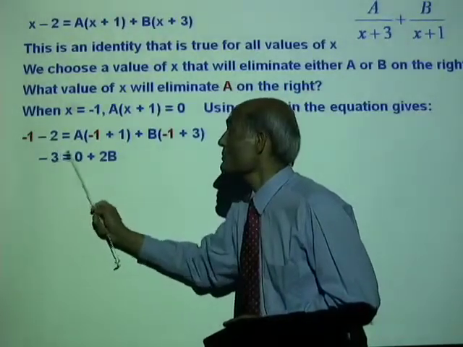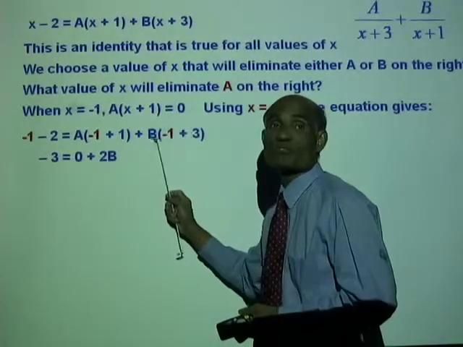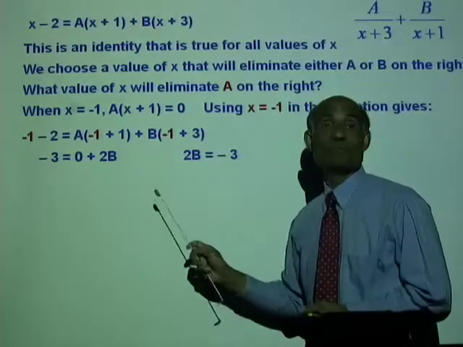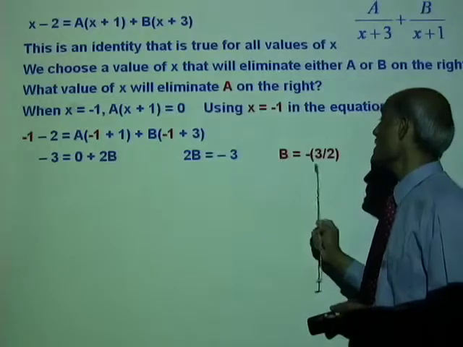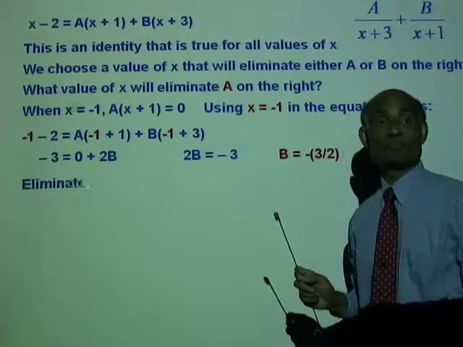It'll give you negative 3 equal to 0 plus 2b, negative 1 plus 3 times b. And therefore, we have the value of b. 2b equal to negative 3, or b equal to negative 3 halves, is the value of b.